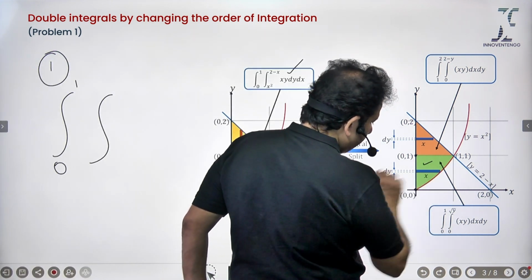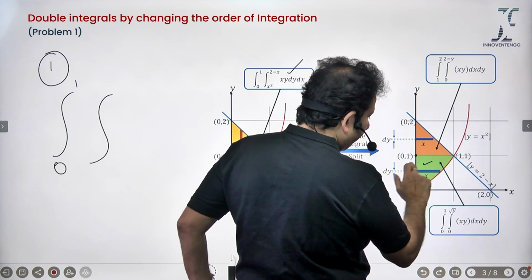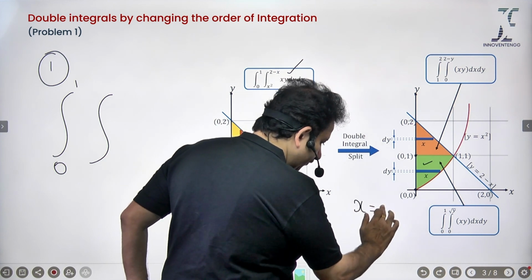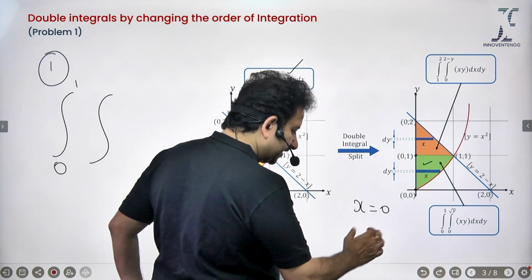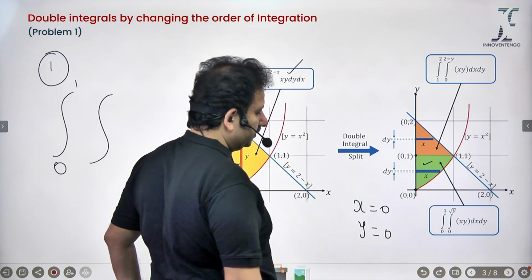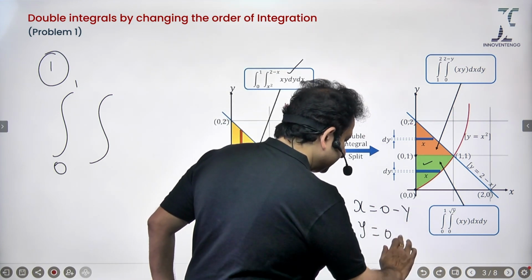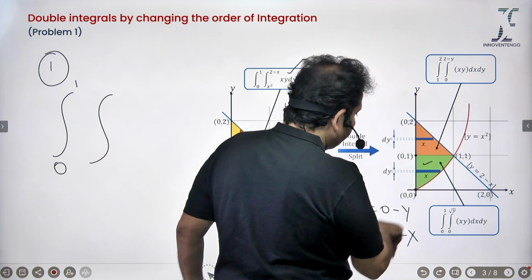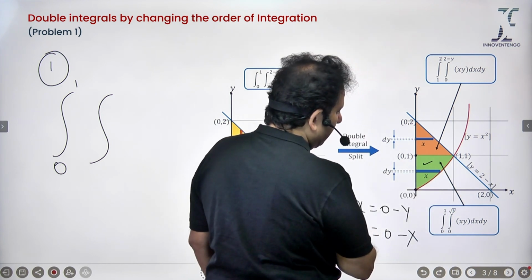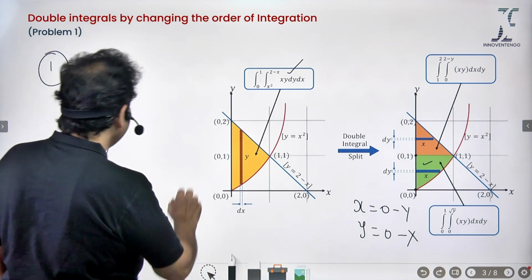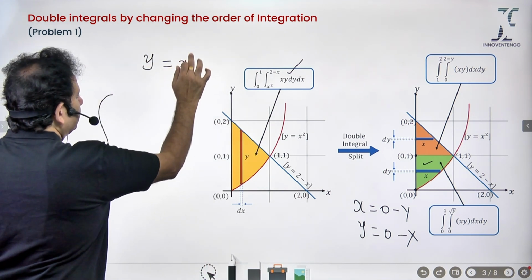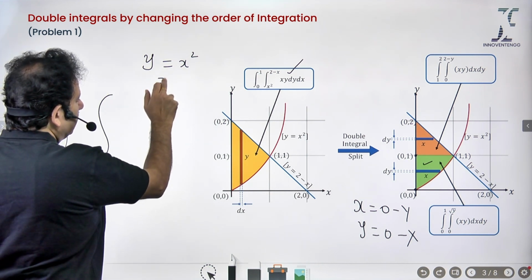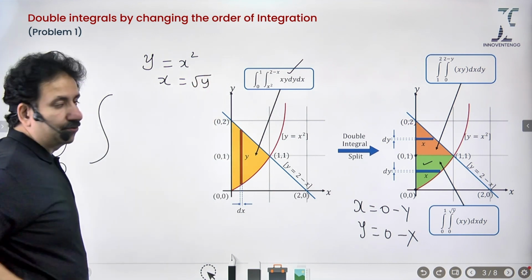But what about horizontally? Horizontally, if I travel right from the y-axis, what is the definition of the y-axis? x equal to 0. And what is the definition of the x-axis? It is y equal to 0. You should clearly note that this is the y-axis, this is the x-axis. That should be made very clear. From the y-axis, you are traveling all the way and hitting this parabola. And what is the equation of the parabola? y is equal to x square. But you need the limits of x, because I want the value of x. So I take the square root and I get x equal to root y.